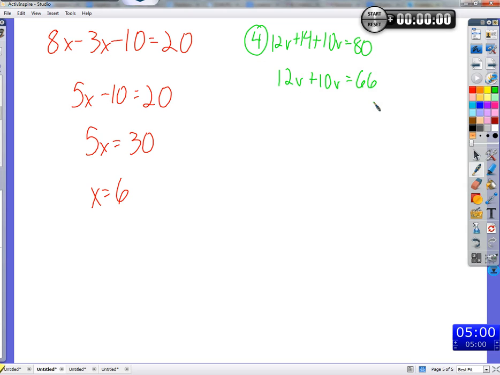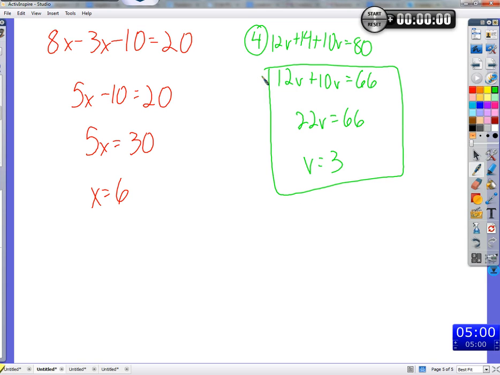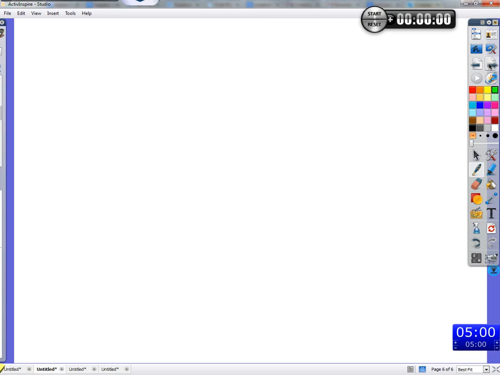And now our step two will be different, right? What will step two be? Combine like terms. You get 22b equals 66. We'll divide both sides by 22. 66 divided by 22 is 3. Just take note of those last couple of steps, right? There's only a couple steps involved, but take note of them.